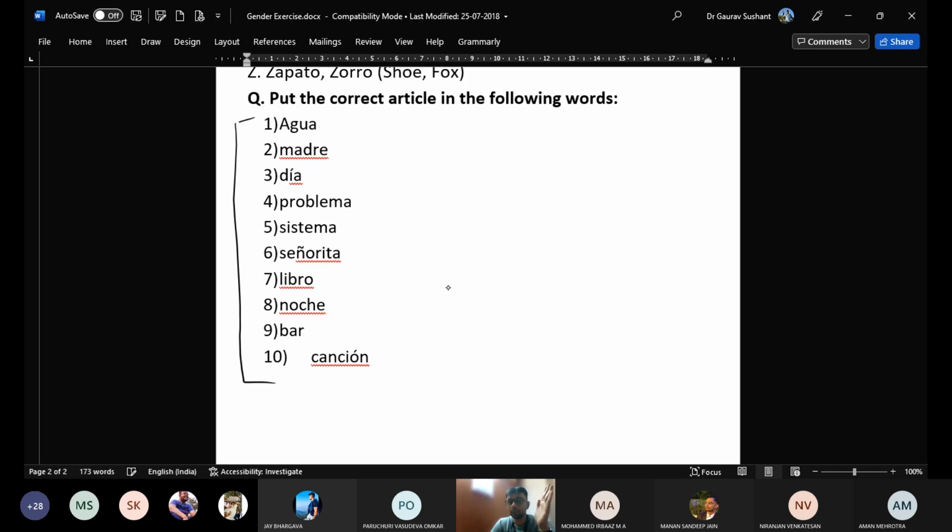Now, the important thing is these nouns are not normal. Normal in the sense there are exceptions. I told you about exceptions. So these are mostly exceptions which are not actually following the normal rule. So you have to use them while keeping those things in mind. Okay, do it.